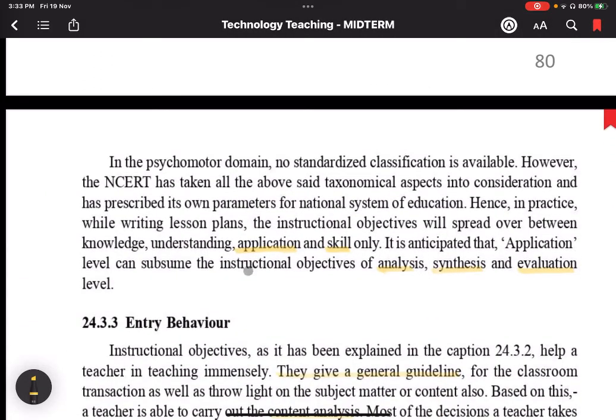Sa psychomotor naman, there is no standardized classification, no? We can only use the word application, understanding also. And very general kasi siya, depende sa kasunod na mga wordings, no? After ng, for example, knowledge or understand. To be able to know, yan, halimbawa, to be able to know how to draw face. Okay, kung nagtuturo ka ng drawing, no? That is psychomotor. Okay? So, kaya ang sabi rito, for the psychomotor domain, there's no standardized classification.